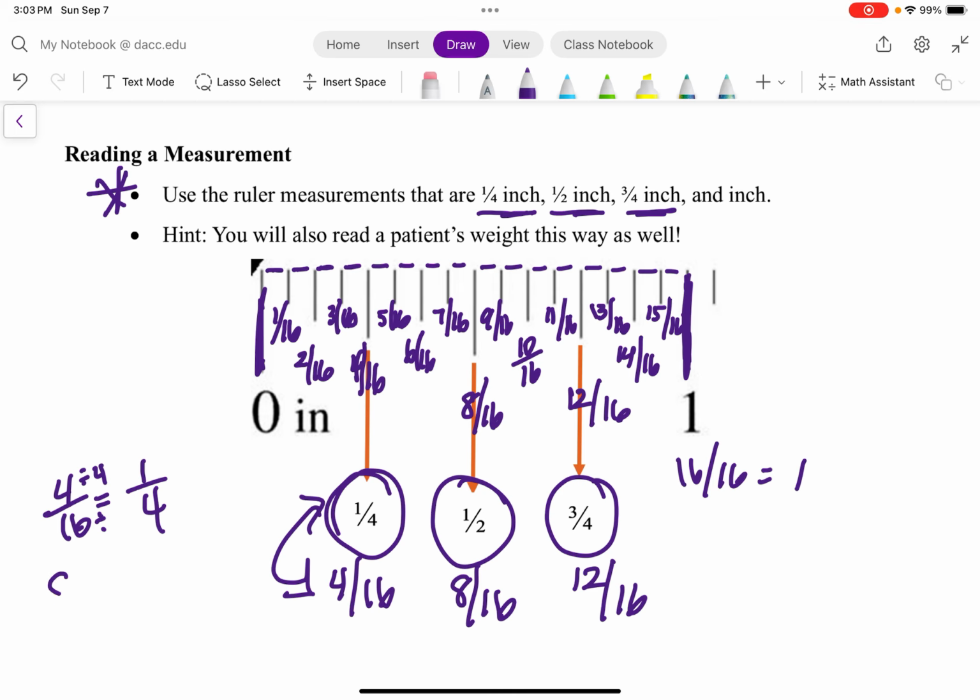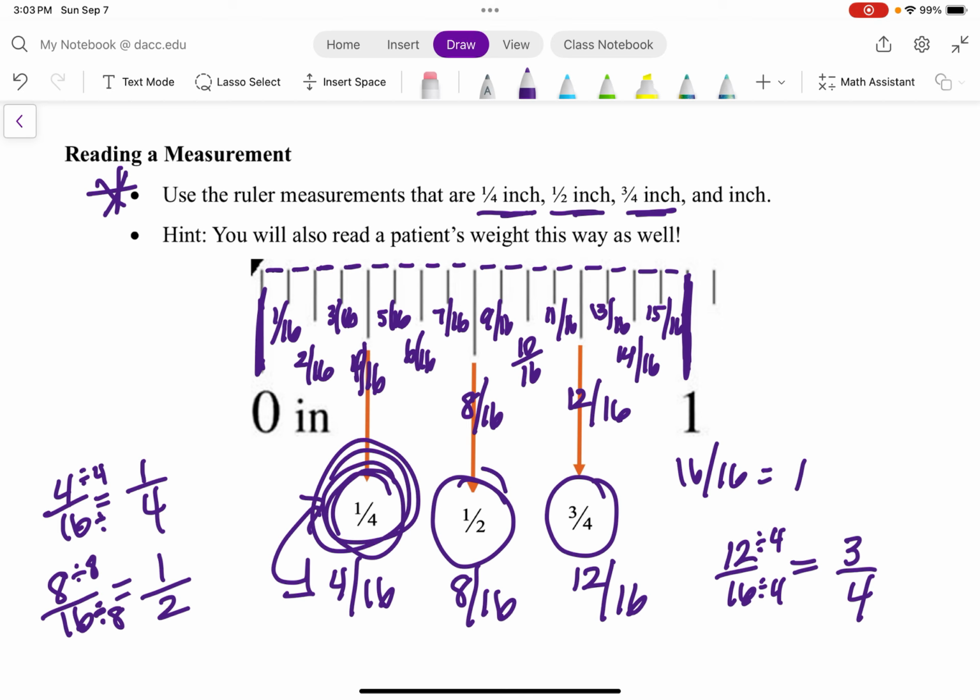Same as the half. The half is really 8/16. But if we divide that by 8, then we have 1/2. Then coming over to this side with the 12/16, 12/16 equals, okay, so we can put 4 into each of those, right? We're simplifying that fraction. That's 3/4. So that's why I say when you're looking at the ruler measurements, only do the 1/4, the 1/2, the 3/4.